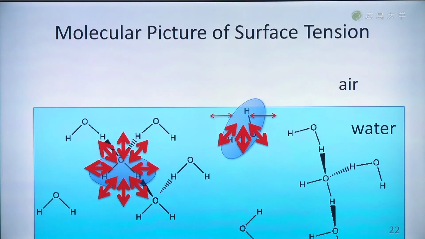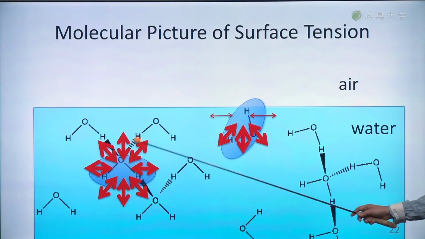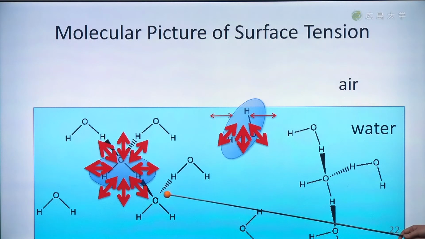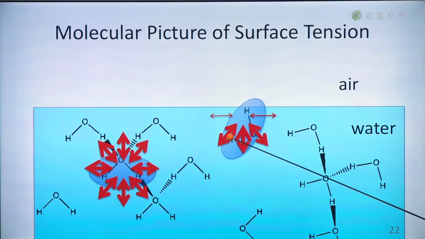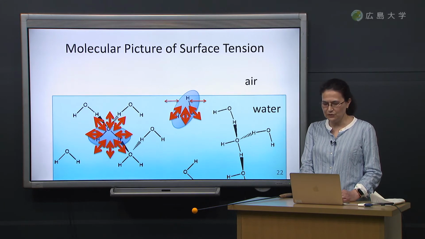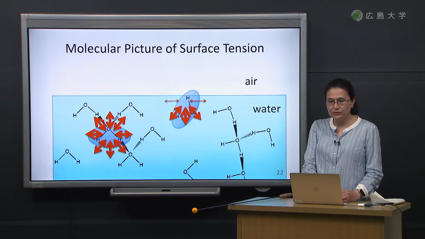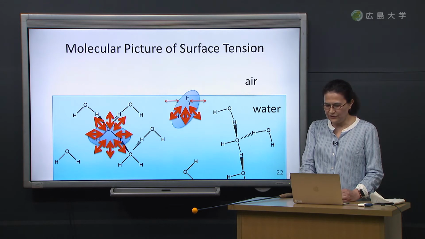And because of this, the energetic state of the interior molecule is much lower than the energetic state of the molecules on the surface. Because of this, the molecules try to maintain the minimum surface area possible, thus allowing more molecules to have a lower energy state. This is the origin of the surface tension in liquids.